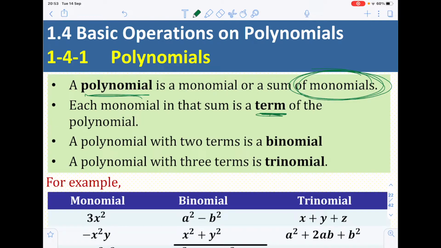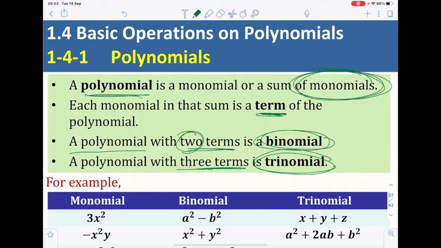A polynomial with 2 terms we call a binomial. With 3 terms it is a trinomial. As you know, a bicycle has two wheels and a tricycle has three wheels. So "bi" always refers to 2 and "tri" refers to 3. That's why a binomial has 2 terms and a trinomial has 3 terms.